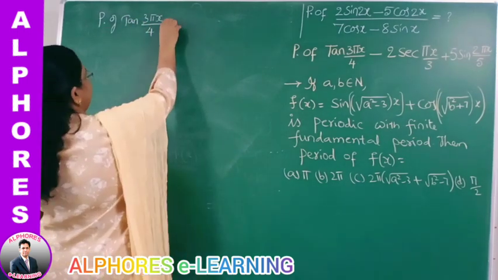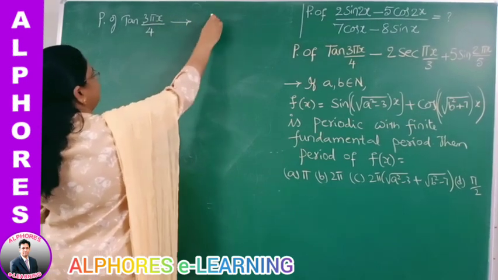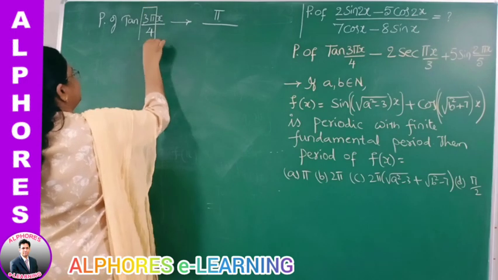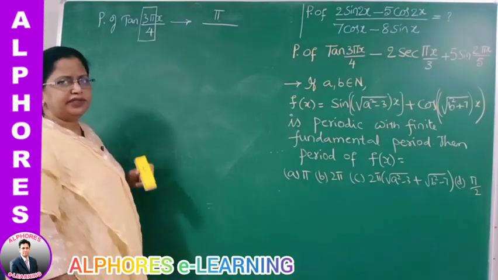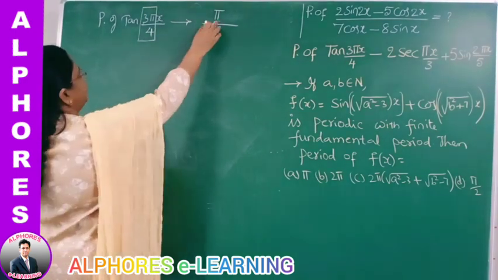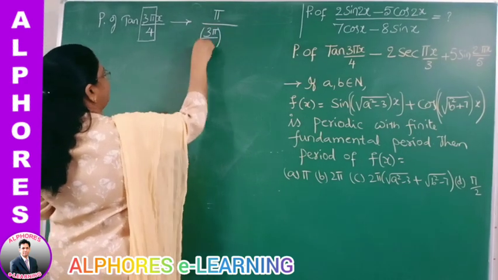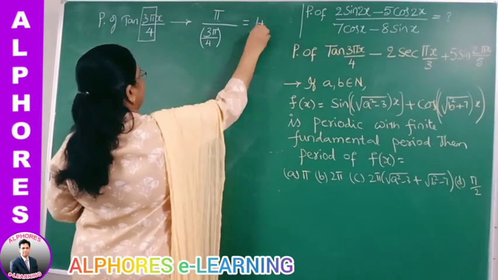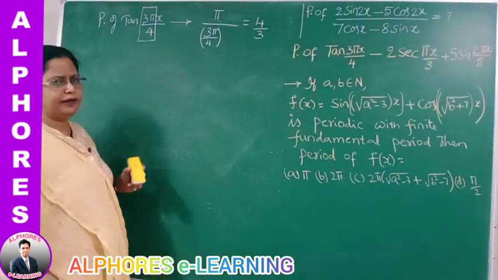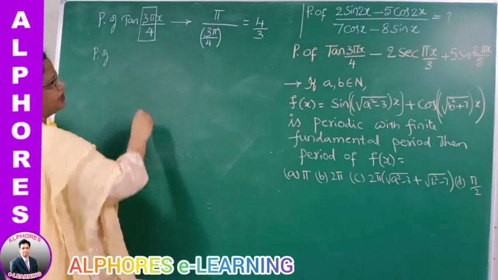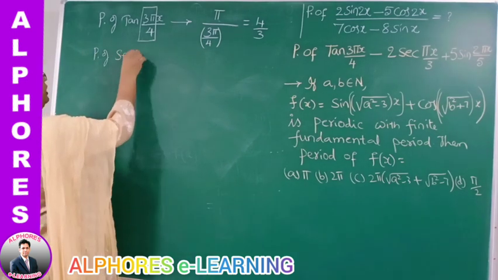Now what about the period here, students? The actual period for tan is pi divided by the x coefficient, that is, pi divided by 3 pi by 4. That implies what is this value? 4 by 3, right? And next one, the period of the other function, that is secant of pi x divided by 3.